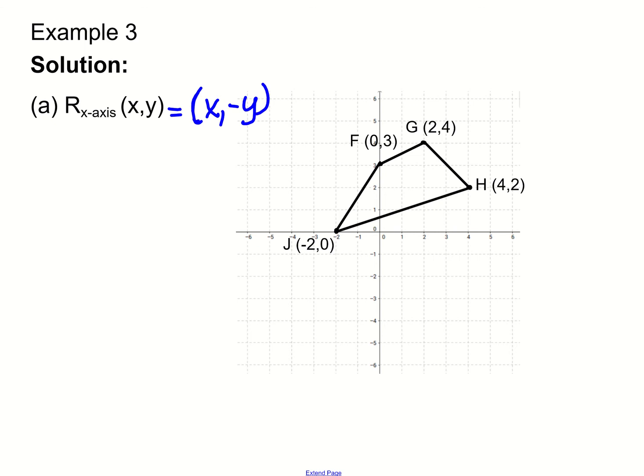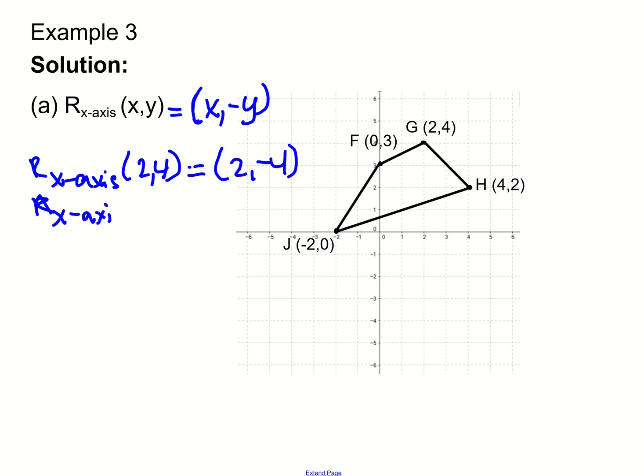So that's the transformation. And so if I wanted to transform (2, 4), so if I were to do a transformation of a reflection about the x-axis of the coordinate (2, 4), which is point G here, well then that's going to turn into (2, negative 4), right? If I do a reflection about the x-axis of the coordinate (0, 3), well that's going to turn into (0, negative 3), and so on. So you can see that this is just going to change the sign of the y.